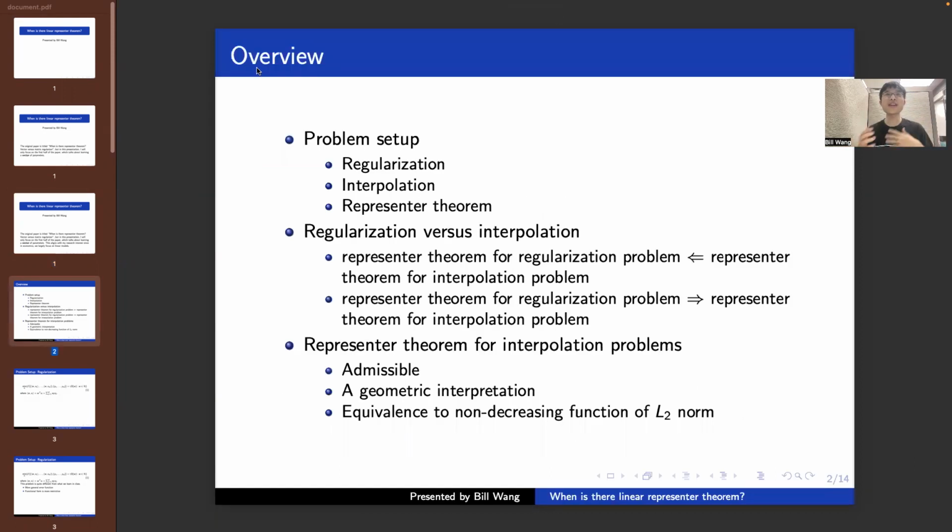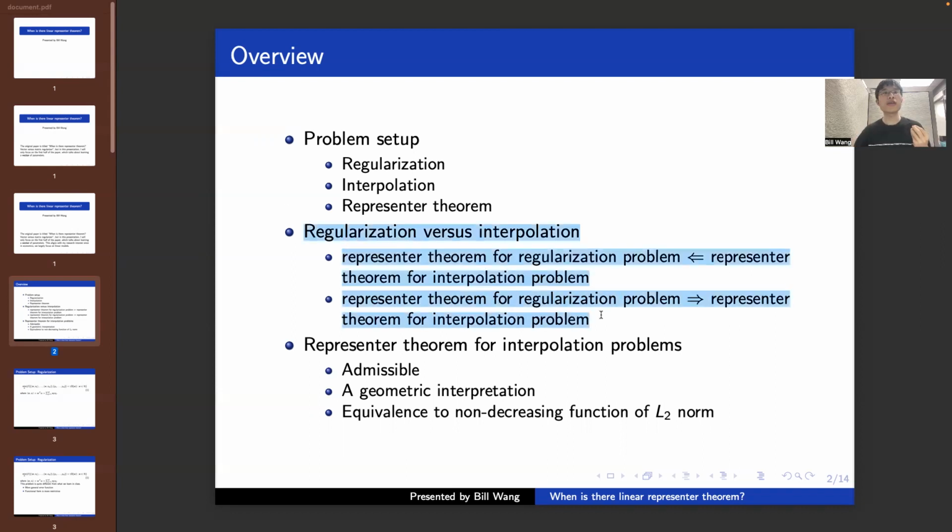So the presentation is set up like this. I will go through the problem setup. In this problem setup, I will first define the particular class of regularization problem where the linear representer theorem holds. And then I will define an associated interpolation problem, because it turns out that proving the necessary and sufficient conditions for the regularization problem would be much easier if we establish the equivalency between the representer theorem holding for these two types of problem, and then prove the necessary and sufficient conditions for the interpolation problem.